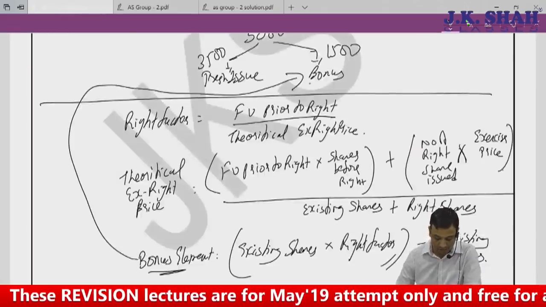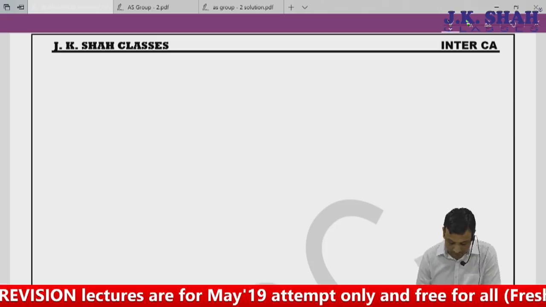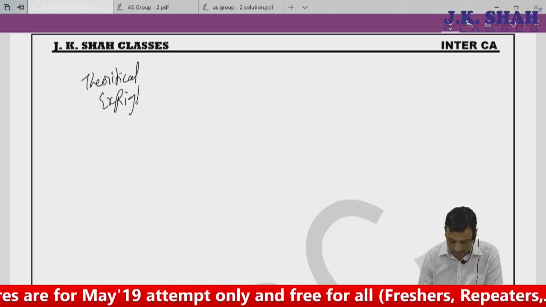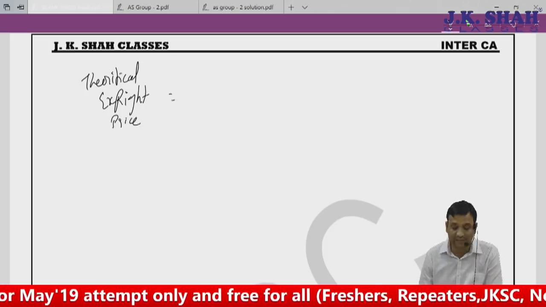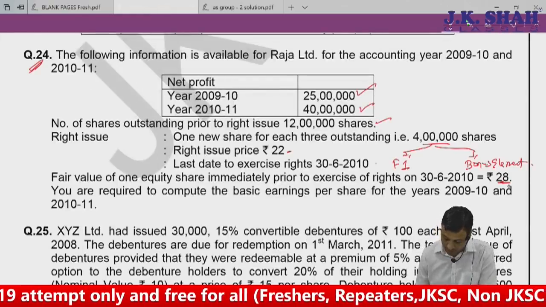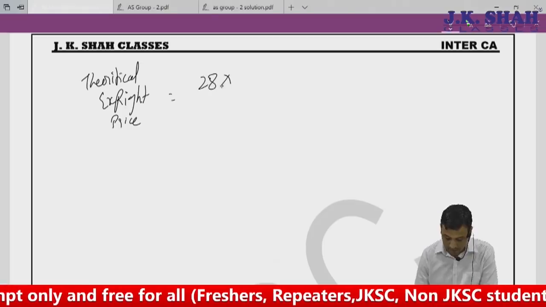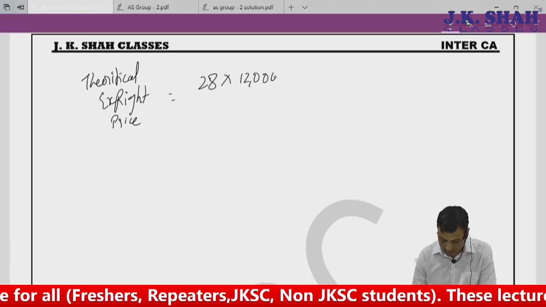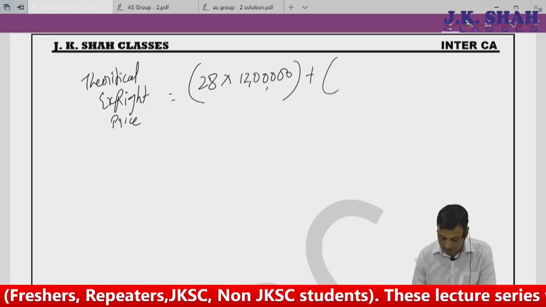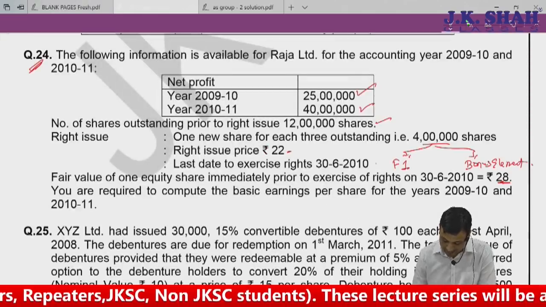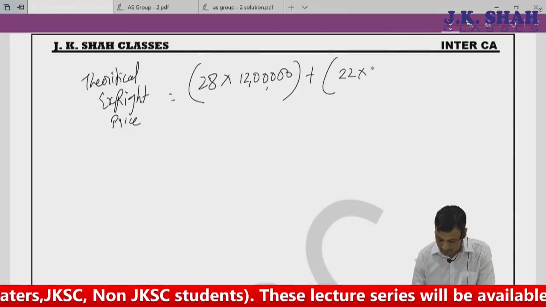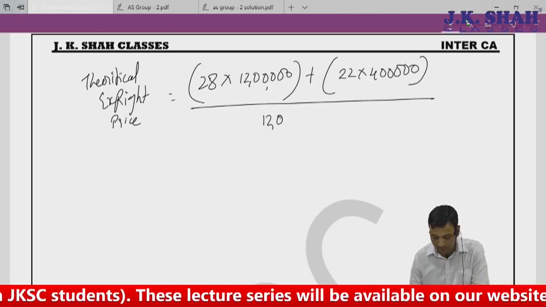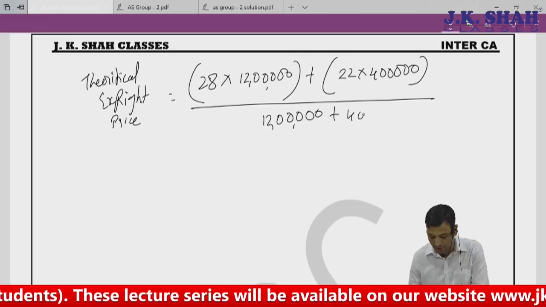So first let's do it here itself. What is the theoretical ex-right price? How to find out theoretical ex-right price? Very simple. Fair value prior to right. What is the fair value prior to right? 28, into number of shares prior to right, 12 lakh, plus amount received. The amount received is nothing but 22 into 4 lakhs, divided by 12 lakhs plus 4 lakhs.